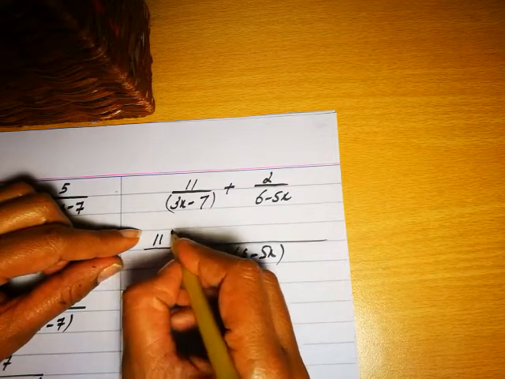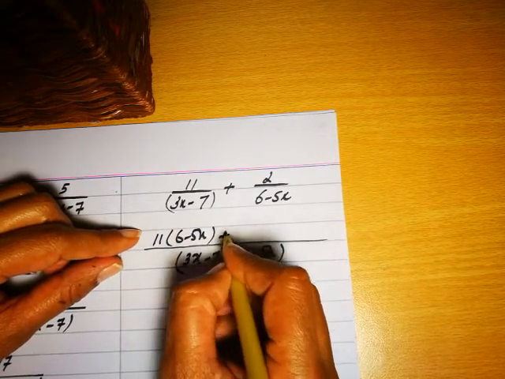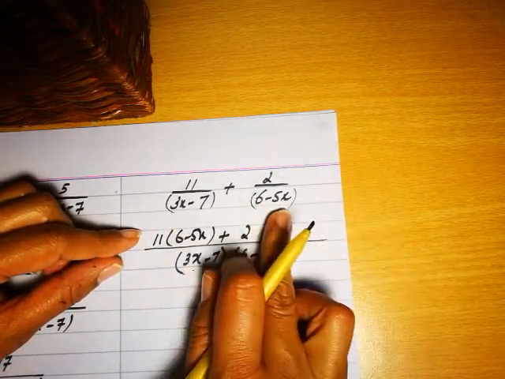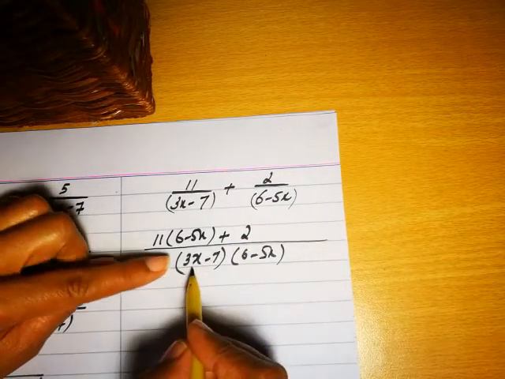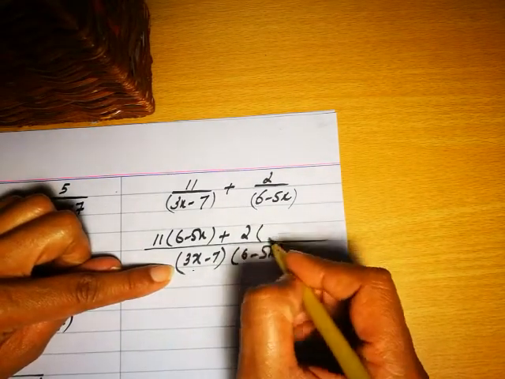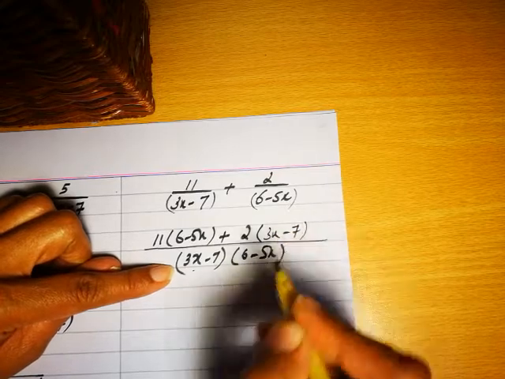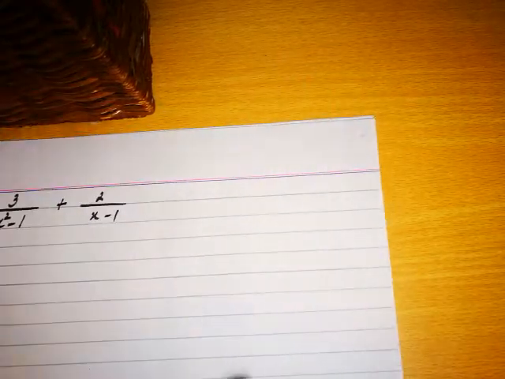That's why I have 11 times 6 minus 5x there. And if I have 6 minus 5x here, what am I missing? I'm missing 3x minus 7, so I'm going to multiply it by 3x minus 7. And you know the drill.